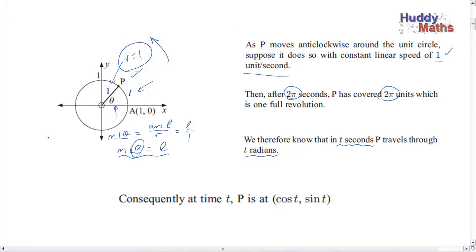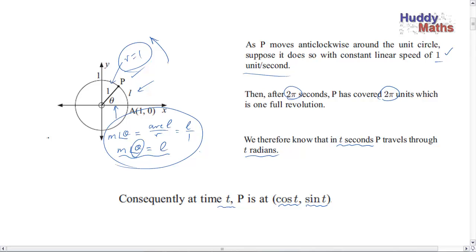Or 1 unit per second, 1 radian per second. So at any time t, the x coordinate of point P is cos t, and the y coordinate is sine t. Okay, so that all goes back to the relationship between the distance travelled around that arc and the angle in radians, which is, of course, equal in a radius 1 unit circle. All right, so that's it.